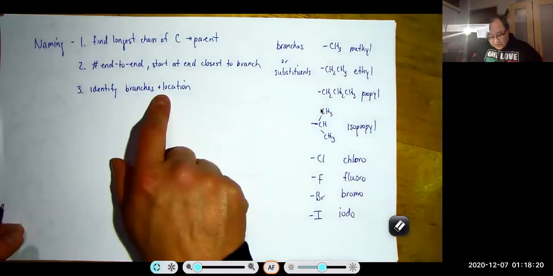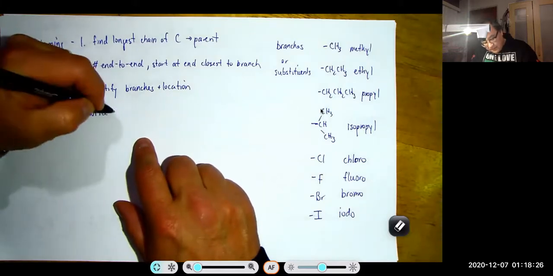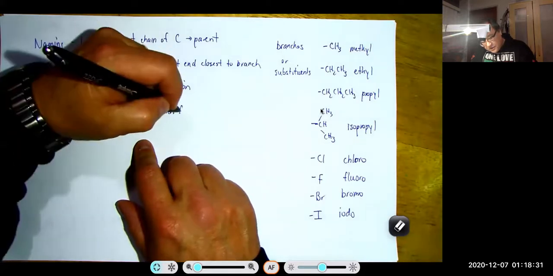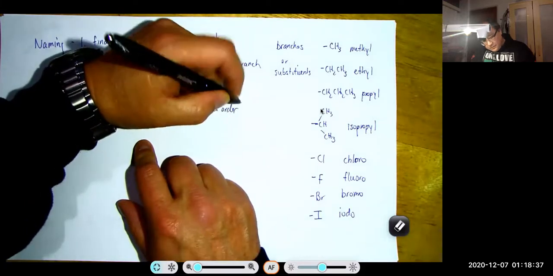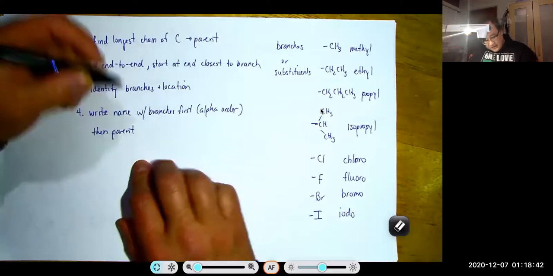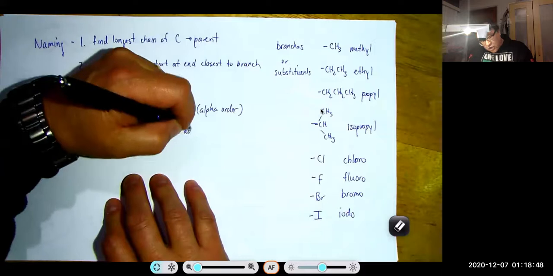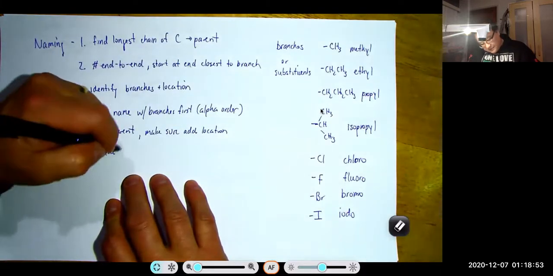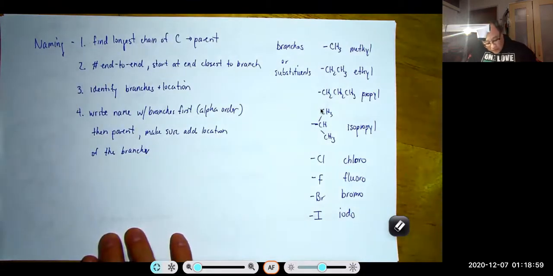So you identify the branches and locations, and then you write the name with the branches first in alpha order, then the parent. And you want to make sure you add the location of the branch. So let's take a look at an example where we name something.